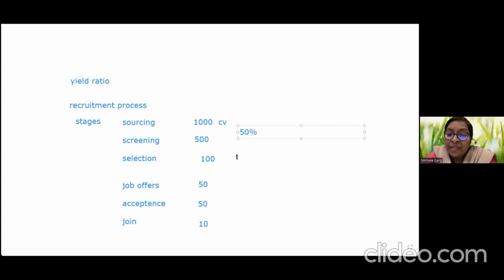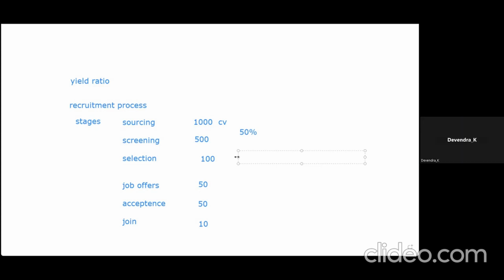Okay. But then these 50%, what happened then here? What will be the ratio? 20%. Out of 500, only 100 have been selected. So what is the 20% percentage? 20% from screening and 10% from sourcing. Yeah.